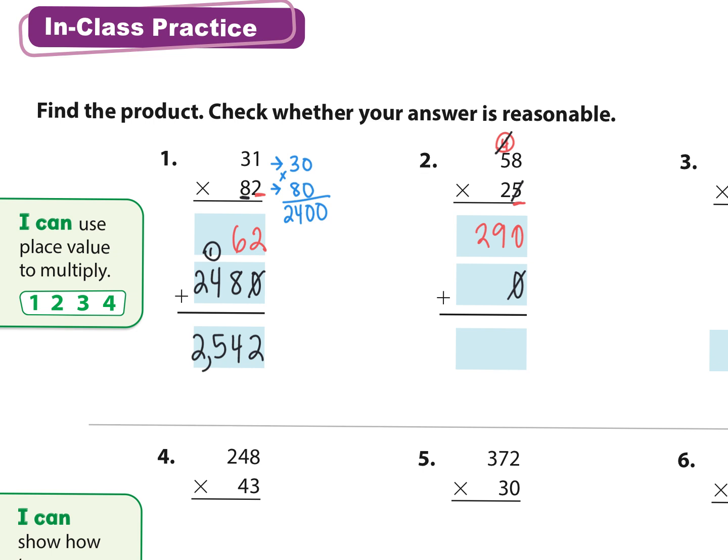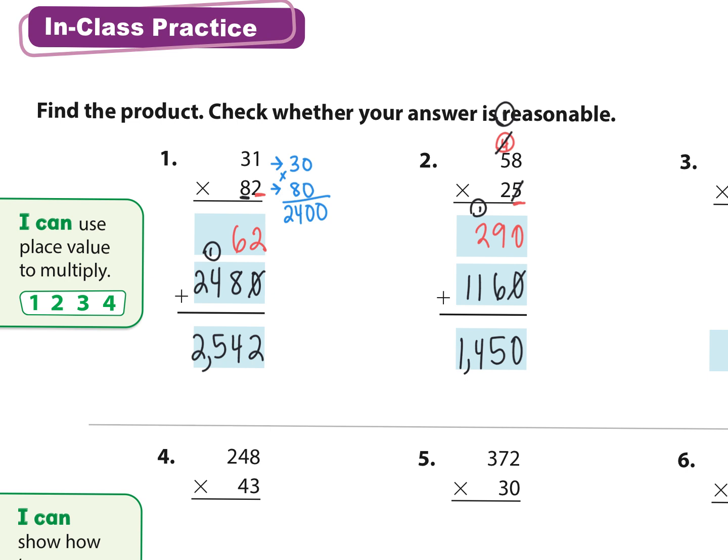Okay, now I'm gonna start multiplying my tens digit. So 2 times 8. And this should be my second partial product. Once you have that, then you just add them together, and you should end up with 1,450.